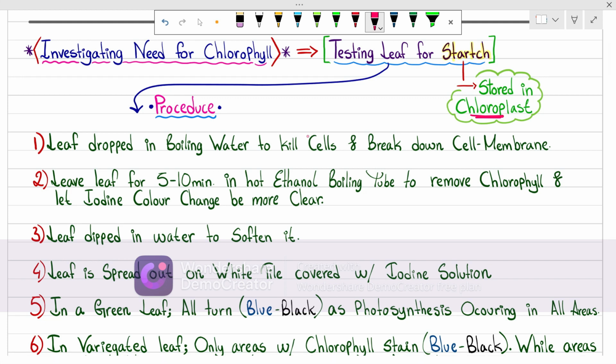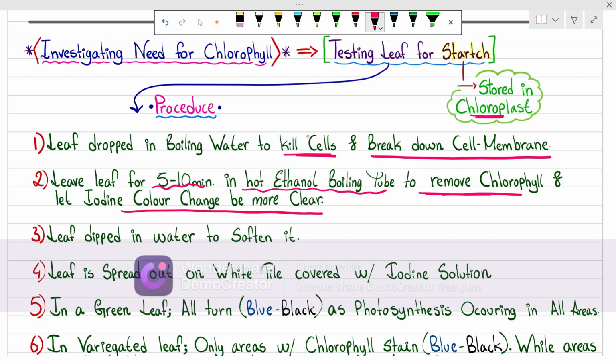Alright, so the procedure. First, we drop a leaf in boiling water to kill the cells and break down the cell membrane. Then, we leave the leaf for 5 to 10 minutes in a hot ethanol boiling tube to remove the chlorophyll and let the iodine color change be more clear. The reason we do this step is to remove the chlorophyll, because removing the chlorophyll will let the iodine color change be more clear. If we don't remove the chlorophyll, we cannot identify the iodine color change, whether it's a positive or negative result.